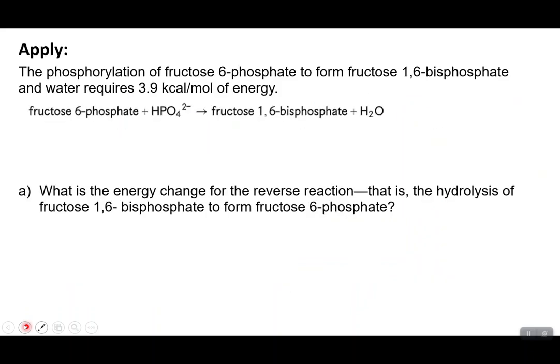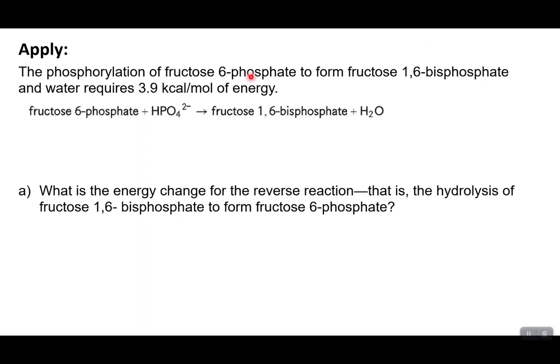All right, let's apply what we just learned. So the phosphorylation of this molecule here called fructose 6-phosphate, again, this just means that I have a phosphate group on the 6th carbon of fructose. So the phosphorylation of fructose 6-phosphate to form fructose 1,6 bisphosphate, this just means I have two phosphate groups, one in carbon number 1, the other one in carbon number 6.